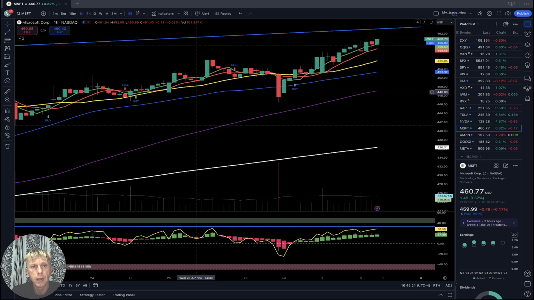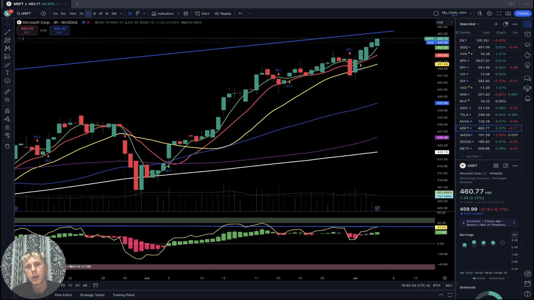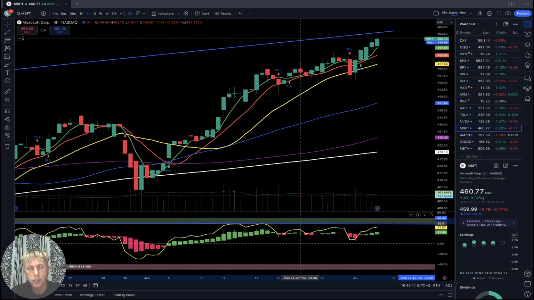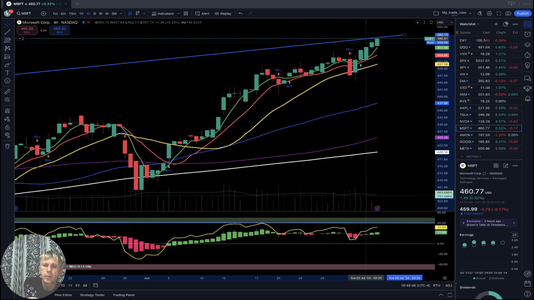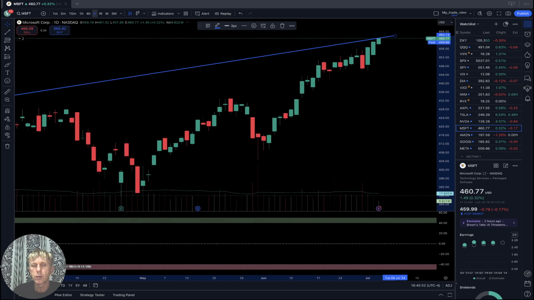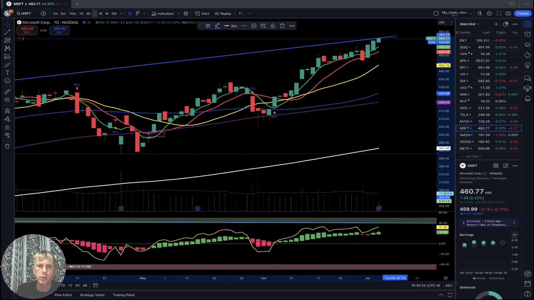Microsoft. Microsoft 1 hour time frame, last bar above all moving averages, bullish trend. 4 hours time frame, last bar above all moving averages, bullish trend and bearish divergence. Look at it. RSI has bearish divergence, price action is uptrend bullish. And daily, right? Daily for Microsoft, same bullish trend, bearish divergence, but still powerful bullish.